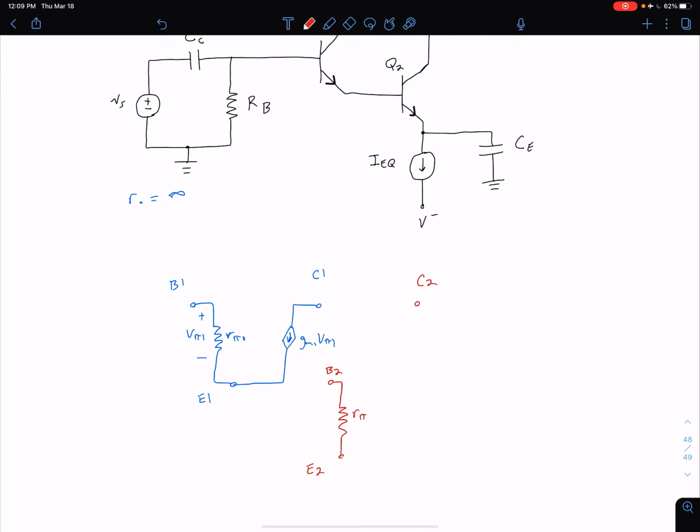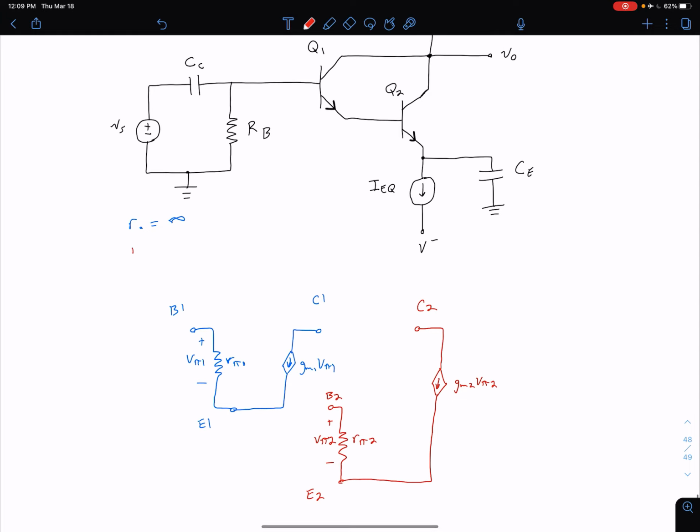All right, so now between my base and the emitter, of course I have my R pi, but this needs to be now R pi 2, and there's a voltage V pi 2 across that. Between the collector and the emitter, I have a dependent current source with current going from the collector to the emitter. And the value of that current source is going to be GM2 V pi 2. All right. And so that would be our second transistor Q2. Let me mention real quick, we're assuming again that we have an infinite small signal output resistance.